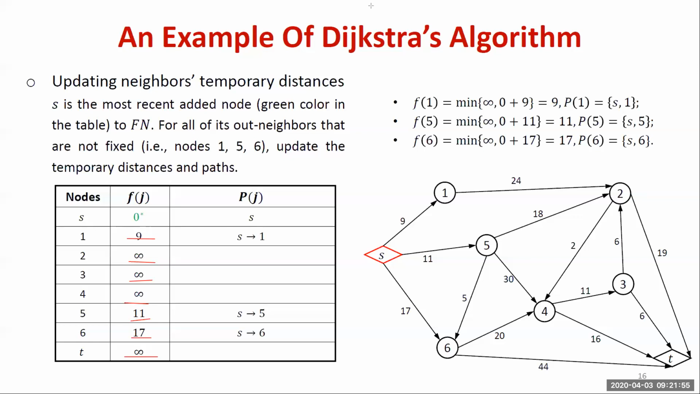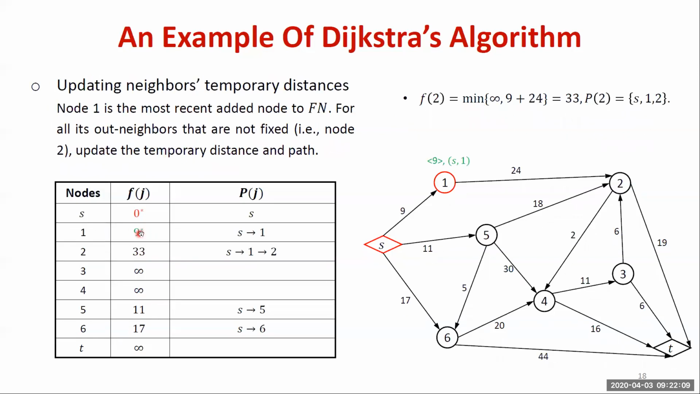So very clear, if here I want to have the smallest distance, it's clearly this number, right? Then I'm going to fix this node. And here you can see, I'm going to fix 9. Again, I use this green color, the most recent fixed or the most recent added node to the set Fn, fixed node set.